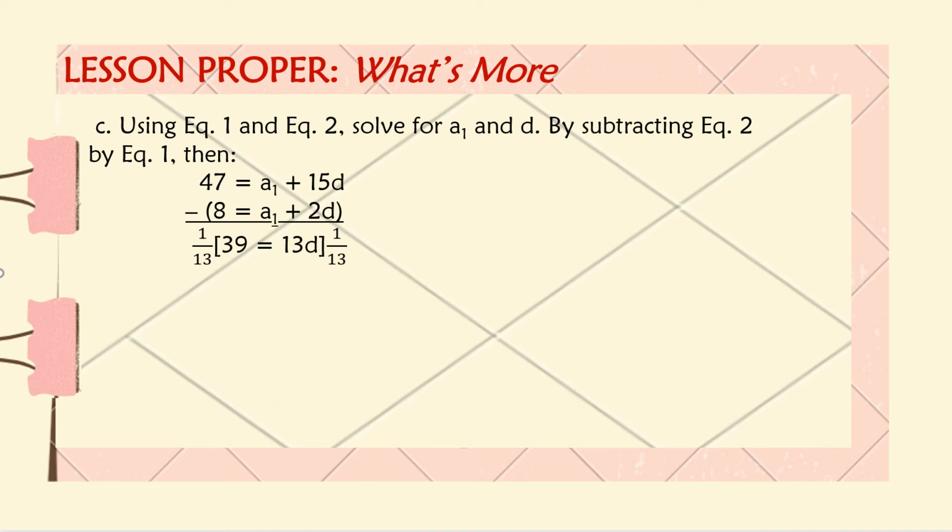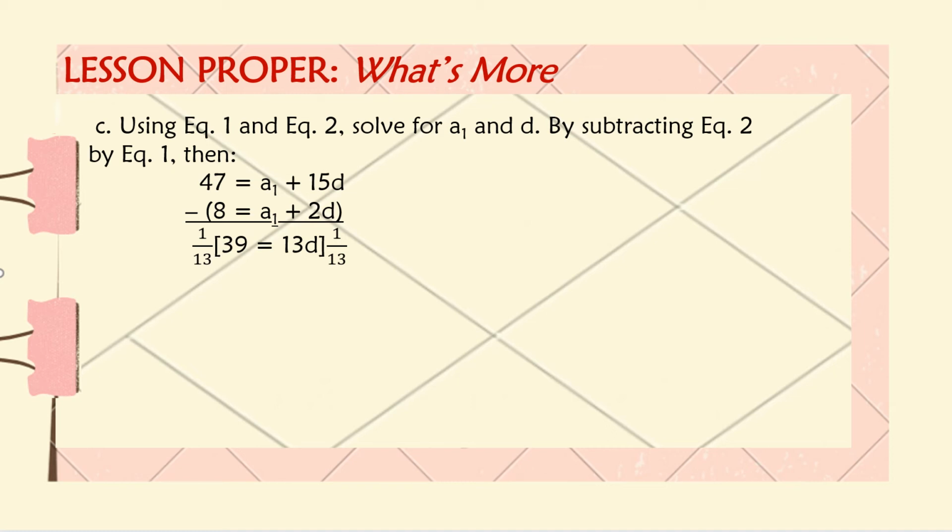And then, we will change the sign of the subtrahend. So, dito, yung plus 2D, magiging minus 2D na siya. Okay? So, that's why magiging 15D plus negative 2D. So, 15D plus negative 2D, minus na yun. So, 15 minus 2, so that is 13D.